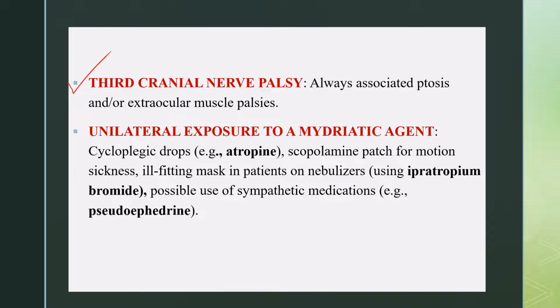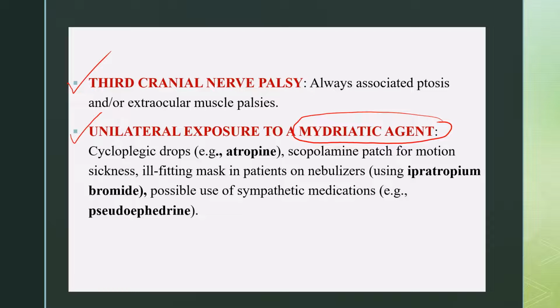Now, the third cause is the third cranial nerve palsy, or third nerve palsy. Here, usually you will have the patient complaining of ptosis and diplopia, and there will be extraocular muscle palsy also. Okay, so there will be limitation of movement. Apart from that, it can also be because of pharmacological mydriasis. We know that mydriasis happens because of sympathetic activity, right?